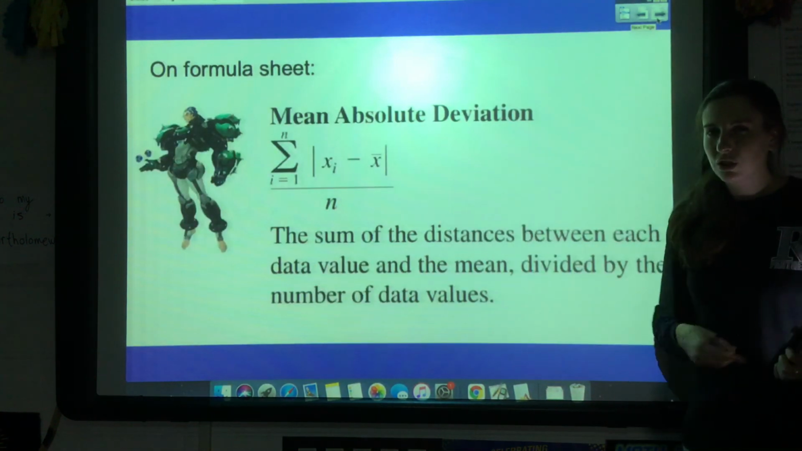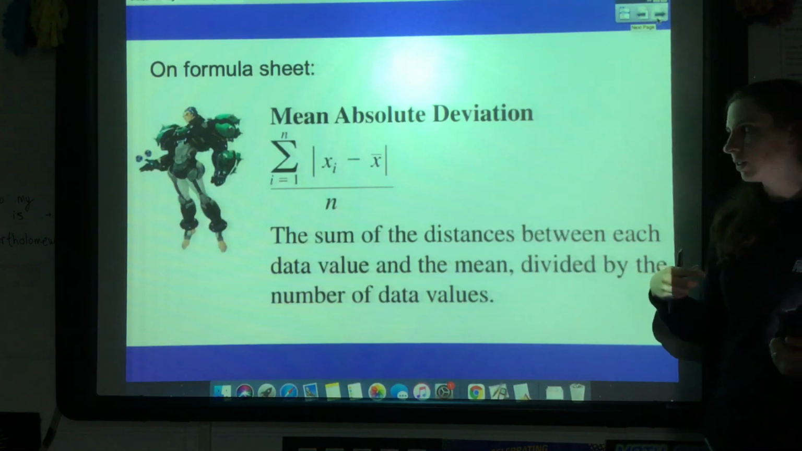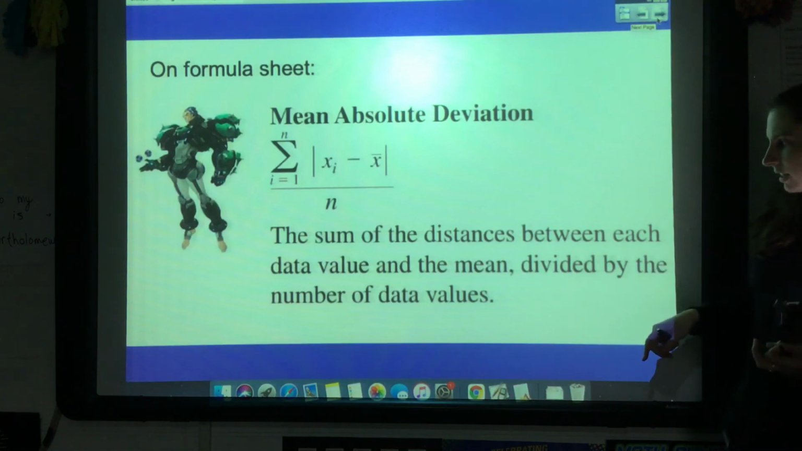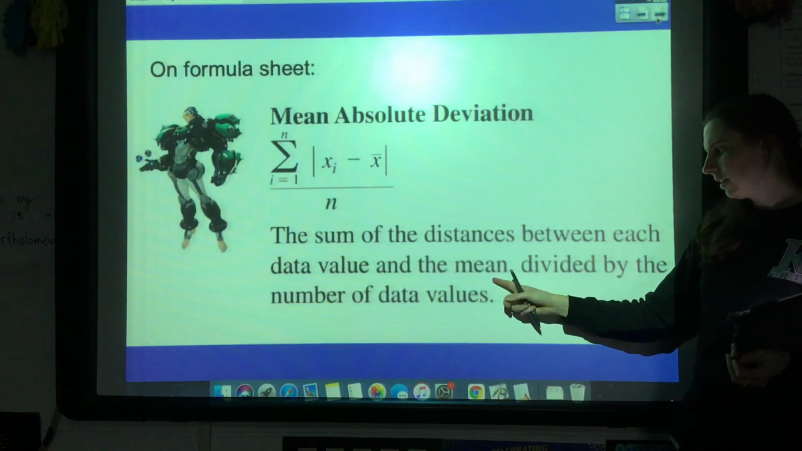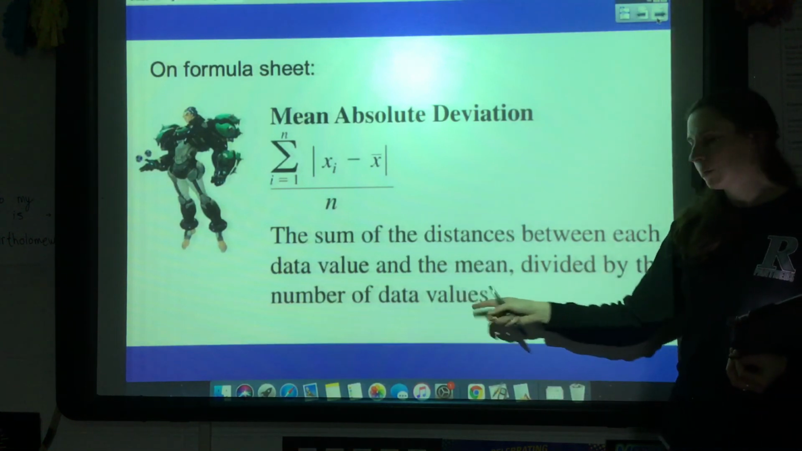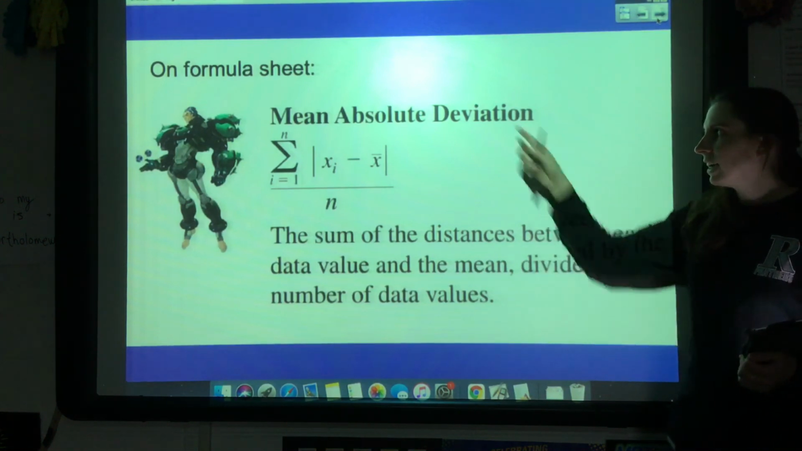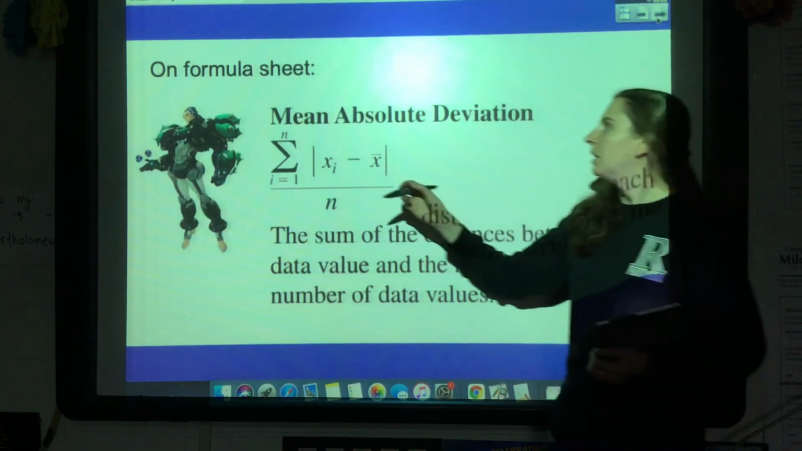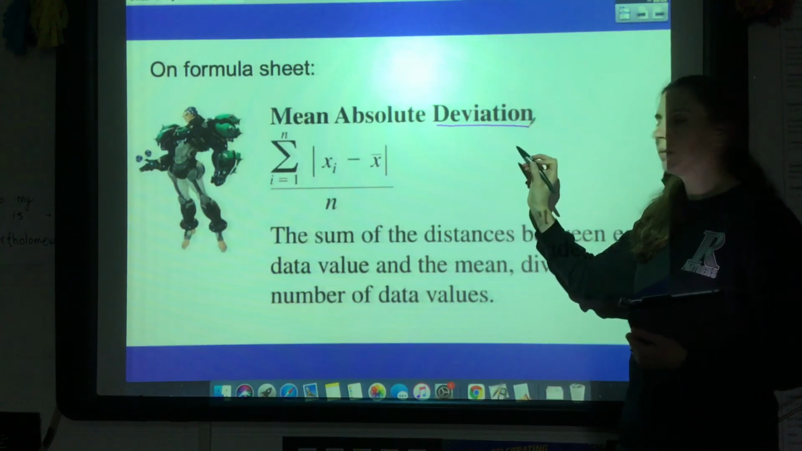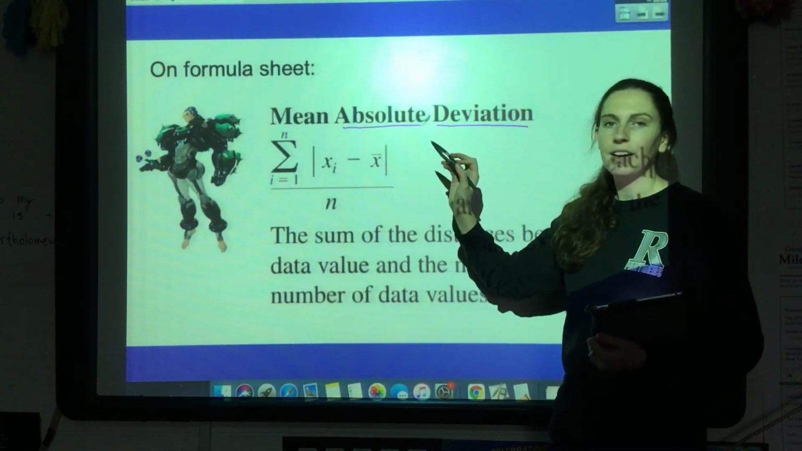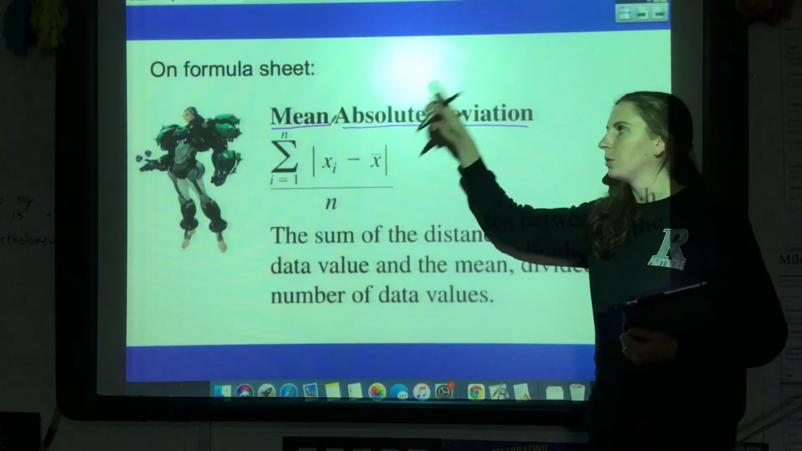This is on your formula sheet. Again, if that just totally throws you off, don't worry about it. It also describes it in words. So the mean absolute deviation is the sum of the distances between each data value and the mean divided by the number of data values. So basically subtract the mean, take the absolute value. It kind of tells you in the name actually. Go backwards. Find out how much each of them deviates from the mean, take the absolute value, and then find the mean of those. That's why it's called the mean absolute deviation.